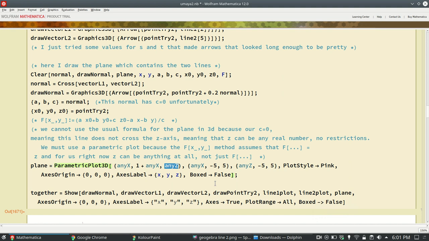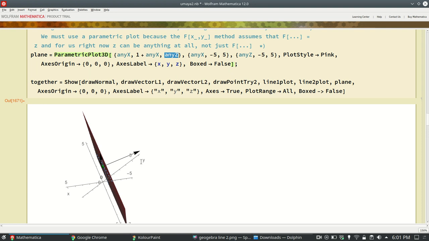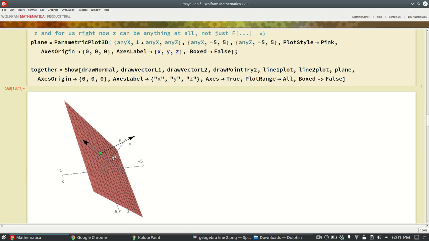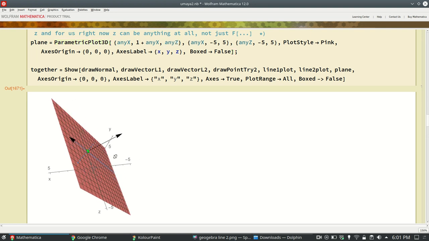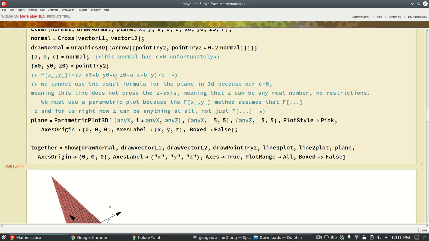Okay, so that is how you have to plot this particular plane on Mathematica. You've got to use the parametric plot, and then the rest of it is just the same as the previous problem. So we call this parametric plot plane, and then we ask the show function to show the plane, along with all this other stuff: line 1, line 2, point 2. This is the intersection point, my second try, the green one. And then both vectors, and also the normal.